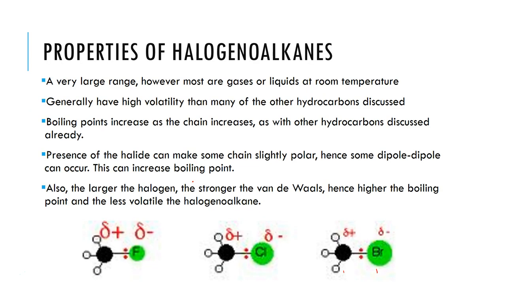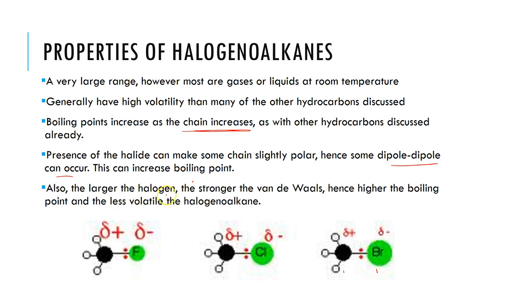As you can expect, because of the presence of the halogen, the halogenoalkanes share particular properties. They have a very large range in properties, but most of them are generally gases, particularly when they're small. So they are quite volatile compared to other hydrocarbons. As with all our hydrocarbons, the boiling point increases as the chain size increases, and this is because of the increased dispersion forces. But because they have the halogens, what we end up with is making the chain slightly polar. So we do see dipole-dipole interactions occurring between molecules, which can increase the boiling point.